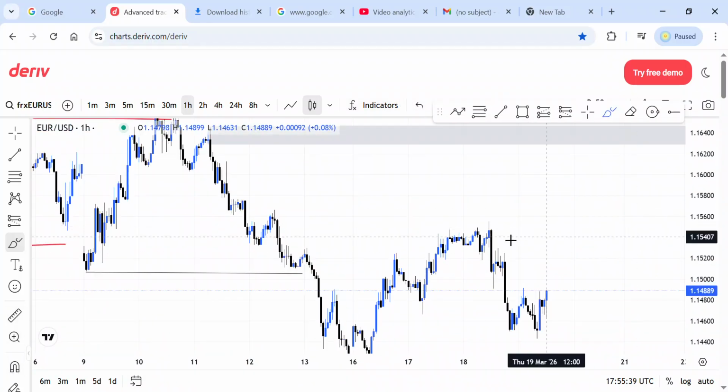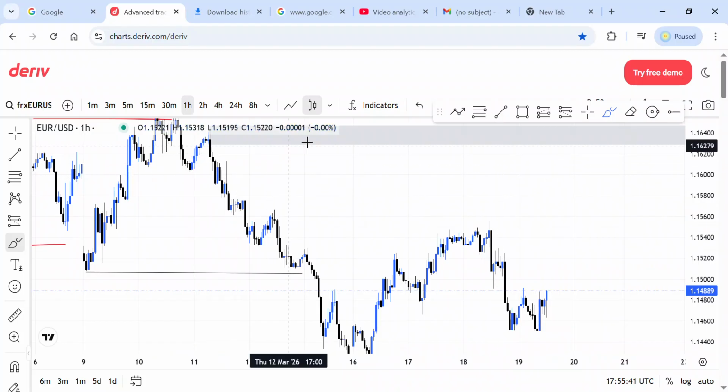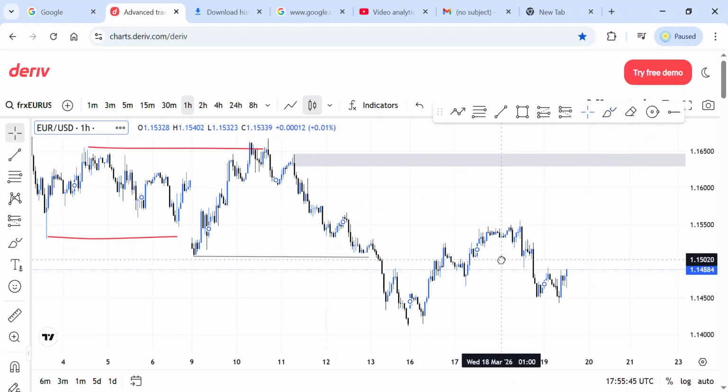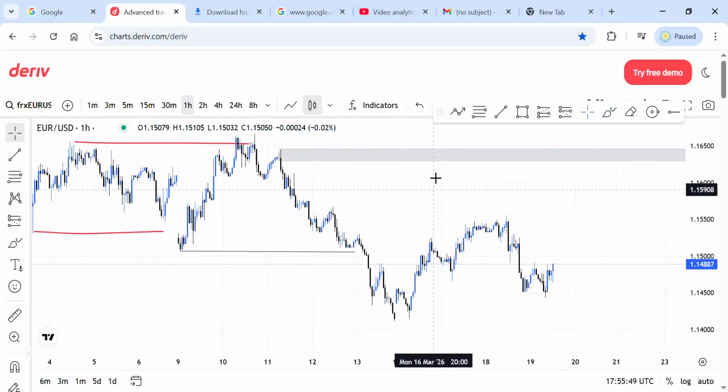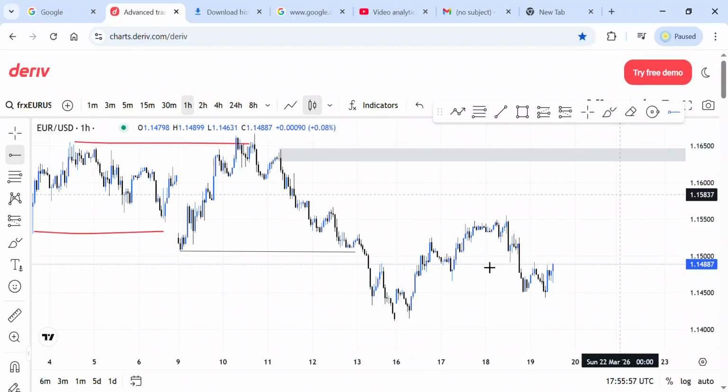So now, is the market going to come back to this order block, or is it going to neglect it to the downside? I don't know if anybody can answer the question. Is the market going to come back to this order block, or is it going to reject or neglect it again and sell again to the downside?